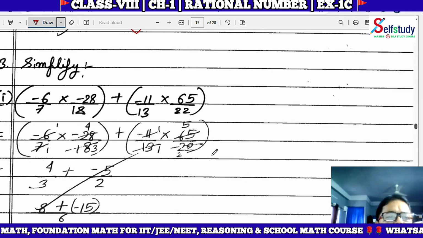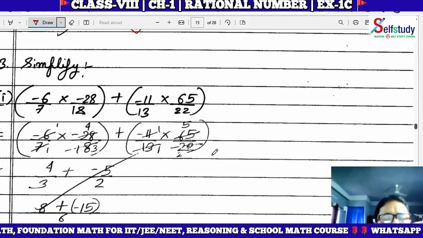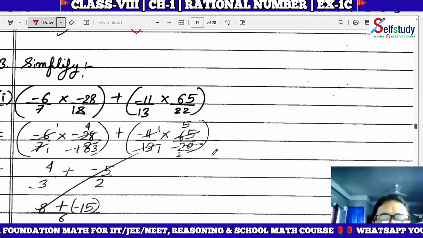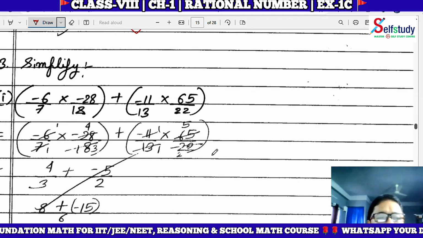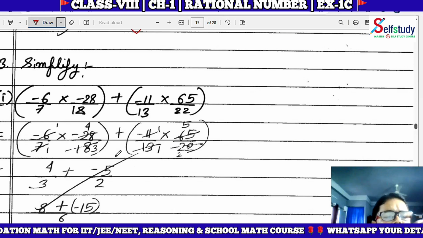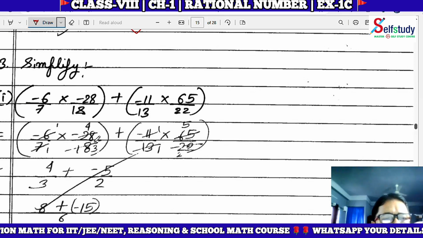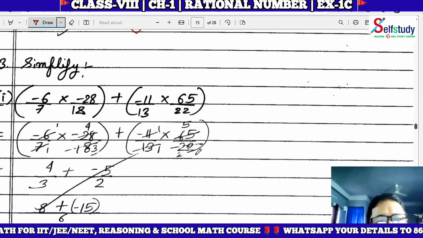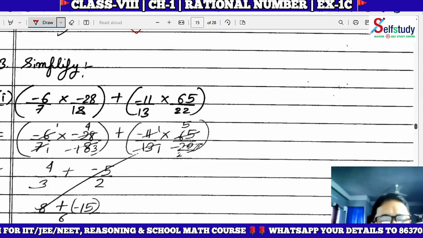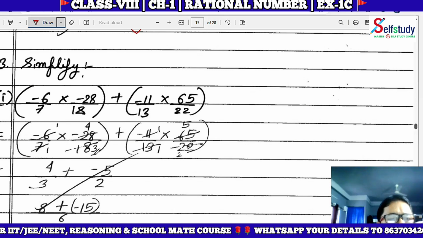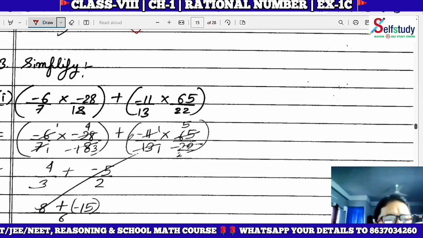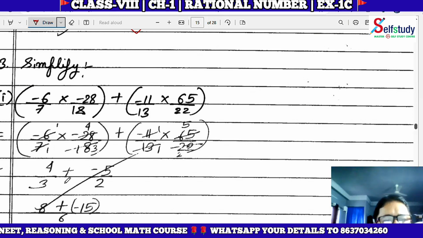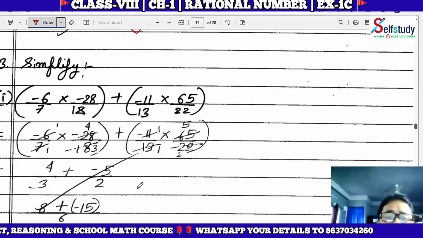So in simplification there will be more operators: multiplication, addition, division, then subtraction, everything will be there. So -6/7 into -28/18 plus -11/13 into 65 upon 22, not -22. So 6 3s are 18, 7 4s are 28. The numbers are being reduced here, so it has come 4/3 and there is -5/2.